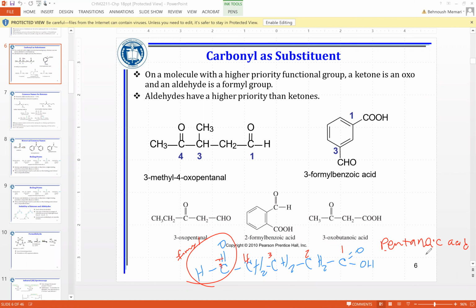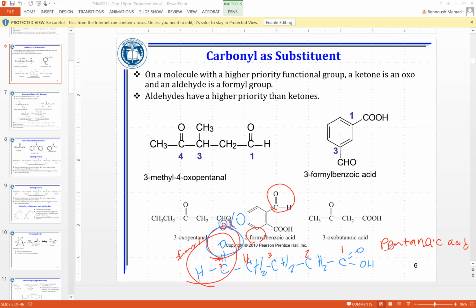I hope you get what I'm trying to say: if the aldehyde is part of a cyclic system, you name it as a formyl, but if it's part of the open chain, at the end of the chain, just use the oxo. Oxo means this part, okay? That's oxo. Should have used a different color for the oxo. So this part is oxo. This red part is formyl.